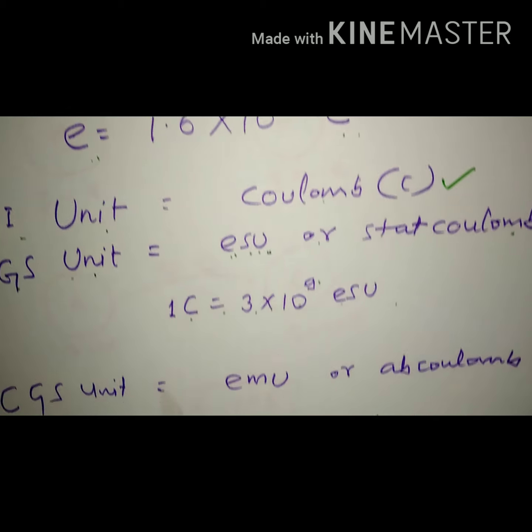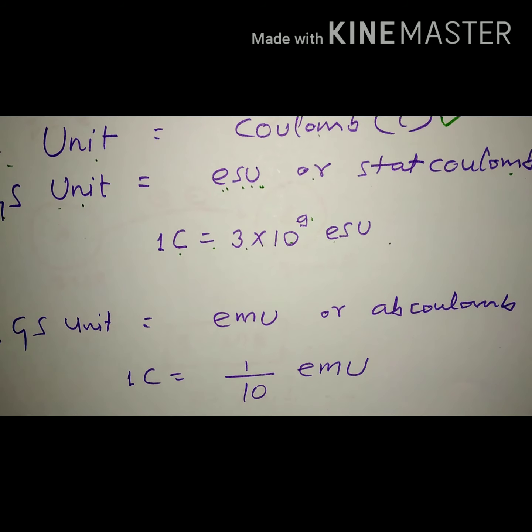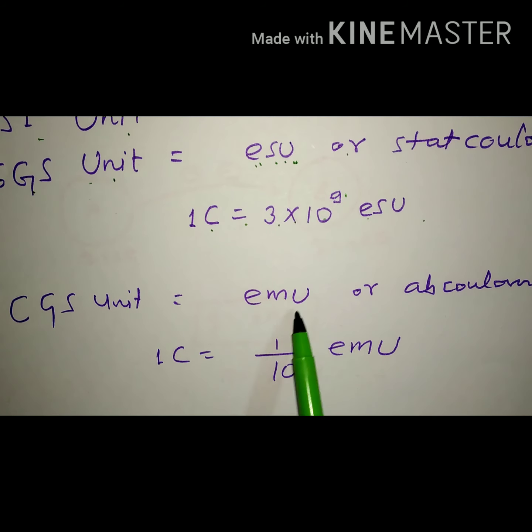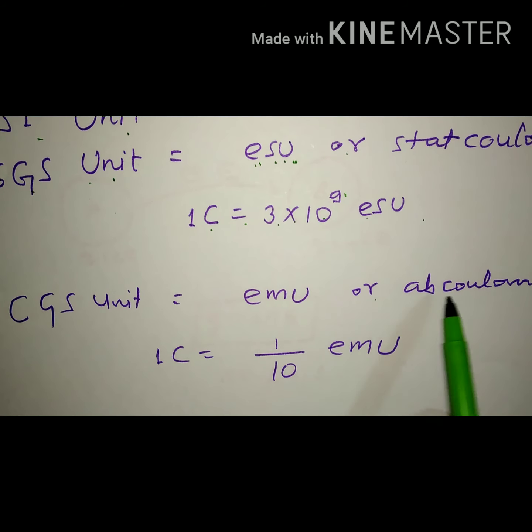There is another unit in the CGS system, the EMU, electromagnetic unit, or abcoulomb. 1 coulomb is 1/10th of an EMU.